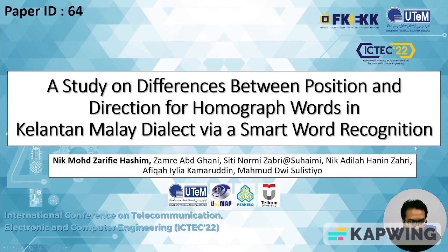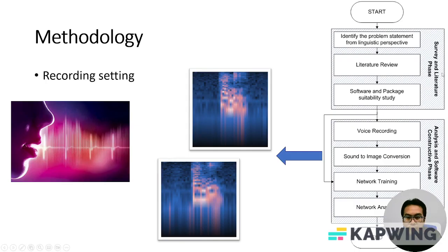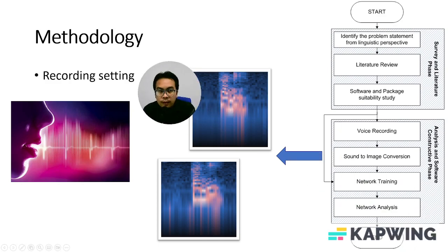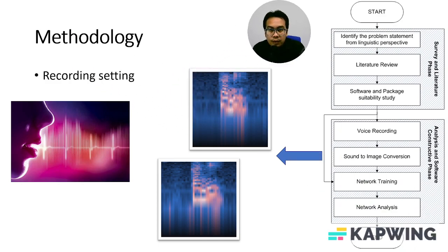So now I'll be going to page number 8. I'll be explaining the methodology from now on. We have two phases for our proposed paper. The first one is the survey and literature phase, and the second one is the analysis and software construction phase.